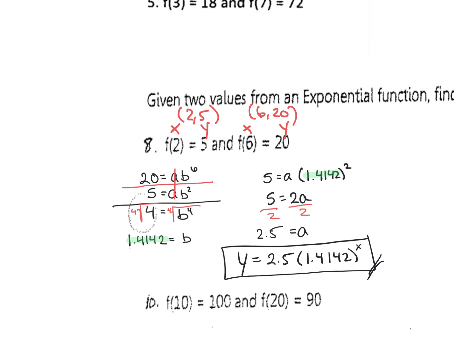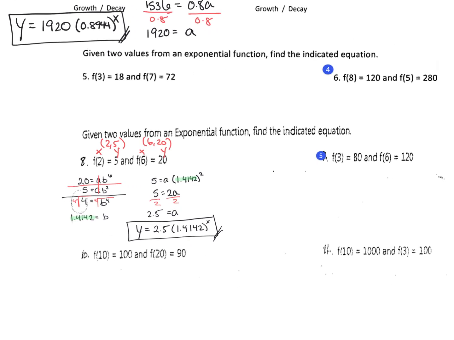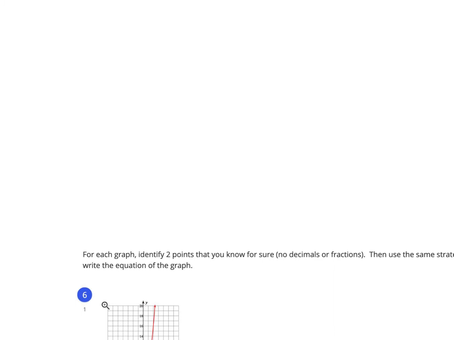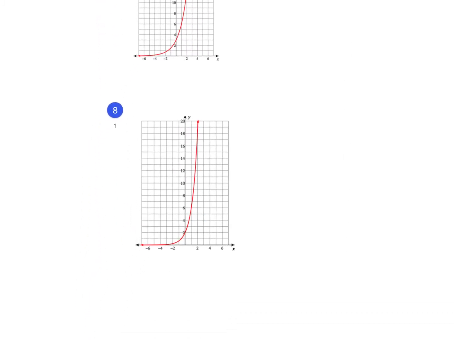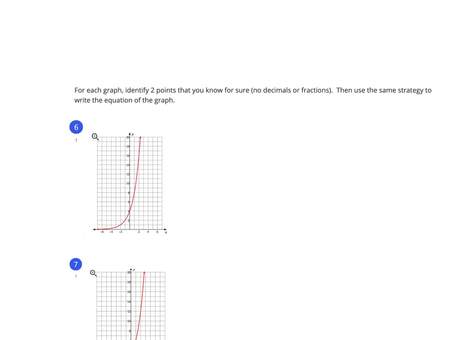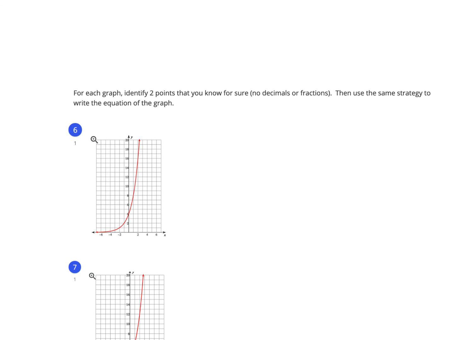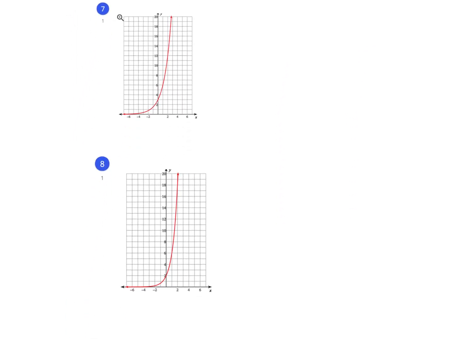So if we come all the way down to our graphs, there's 4 graphs in the Go formative. However, I only have 3 here. Oh, there they are. We're going to be doing problem number 8 again. So again, I know these are all worded or numbered terribly, but it's a mishmash of things. If we take a look at the instructions from this page, it says for each graph, identify 2 points that you know for sure, no decimals or fractions, then use the same strategy to write the equation of the graph.